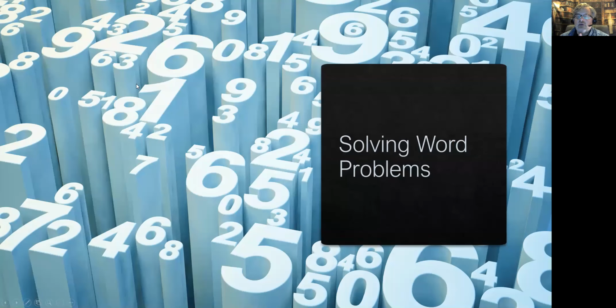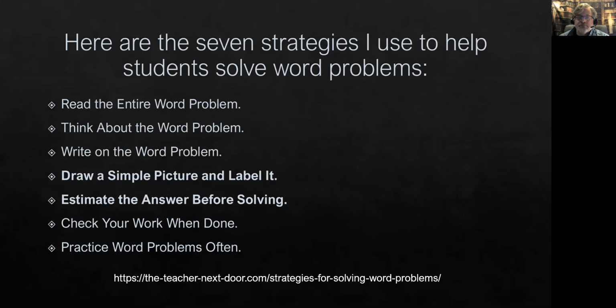So we're going to be solving word problems, and one of the videos that I provided you goes through its own process, but this site, the Teacher Next Door, came up with some very basic strategies, 7 strategies that you might want to just print out and list. Anytime you run into a word problem, remind yourself of these 7 strategies. Number 1, read it. Read it all the way through and then think about it a little bit. Number 2, write on the word problem.